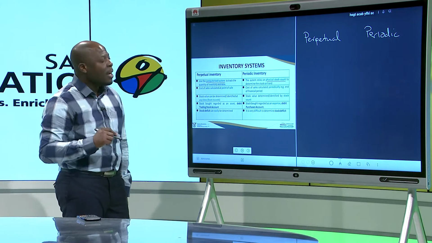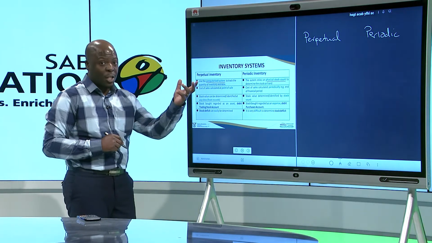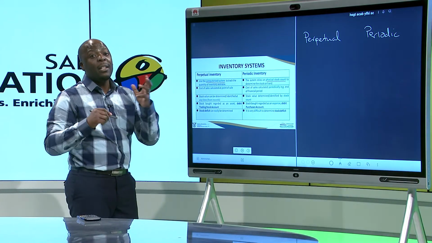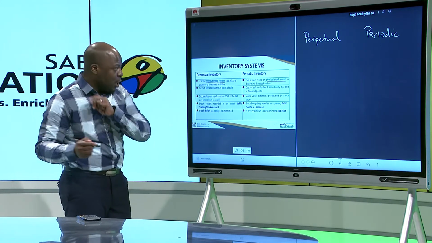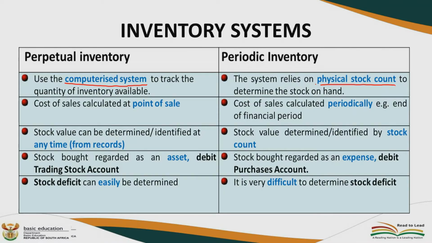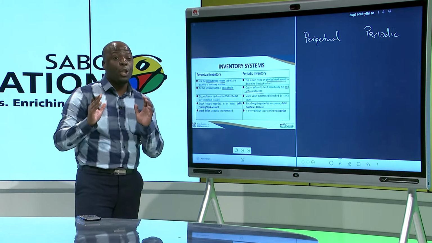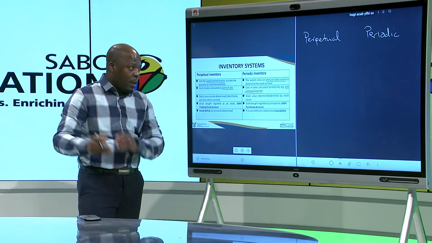Like I said earlier on, in most of your exams, they'll ask you what is the advantage of the perpetual and the disadvantage in most cases of the periodic. Here is one. Your cost of sales using the perpetual, you will calculate at the point of sale. In other words, once you have sold your item, using the perpetual inventory system, you automatically calculate your cost of sales. But using the periodic inventory system, you can only calculate the cost of sales at the end of the financial period, all right? So using the periodic, you get your cost of sales right at the end of the financial period.